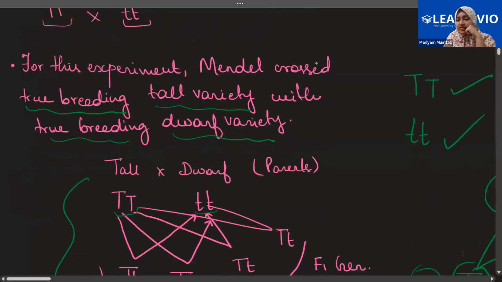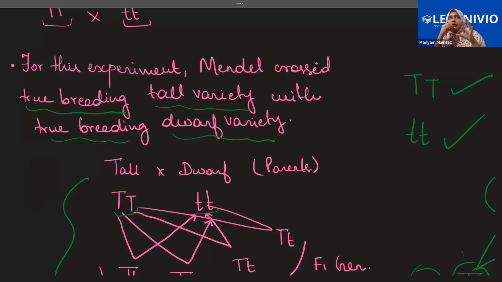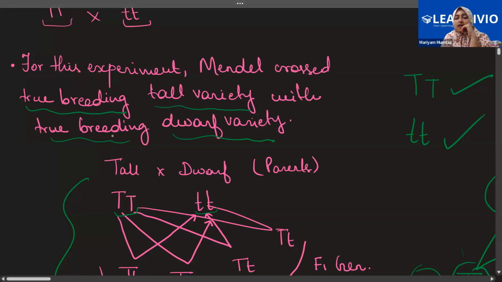For this experiment, the monohybrid cross, Mendel crossed a true breeding tall variety and a true breeding dwarf variety. As far as questions from this chapter go, you'll find a lot of times they say true breeding. Whenever true breeding is mentioned, always remember that true breeding tall is capital T, capital T, and true breeding dwarf is small t, small t. Same goes for all the traits. True breeding means it will have the homozygous condition. Clear?